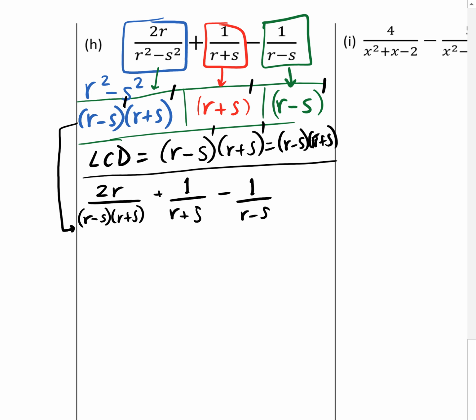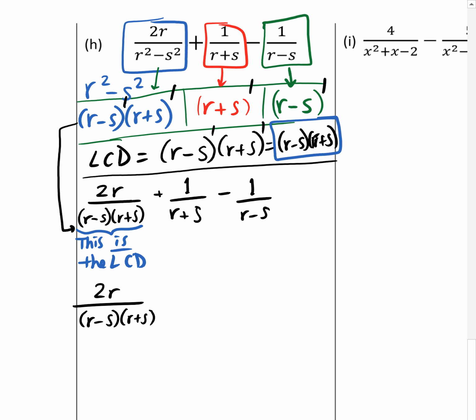And then for each individual one, I'm going to multiply it by whatever it needs to get the least common denominator. So I look at the leftmost denominator, r minus s, r plus s, and I say, well, what is it missing from the LCD? It's missing nothing, really. It's exactly what I want. So because this is the LCD, there's nothing I need to do to it. I'm just going to copy it directly down. Don't do anything to it. It's 2r over r minus s, r plus s. It's perfect the way it is. Plus, okay. How about the second fraction? It has a denominator right now of r plus s. So I look at the least common denominator and I say, what is it missing? Well, it has the r plus s, the second factor.